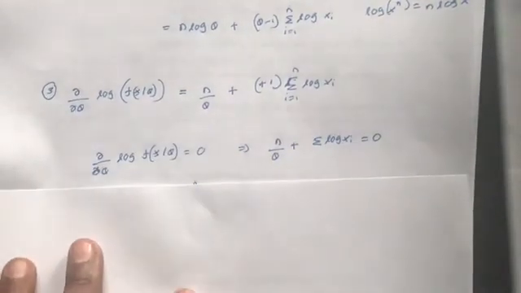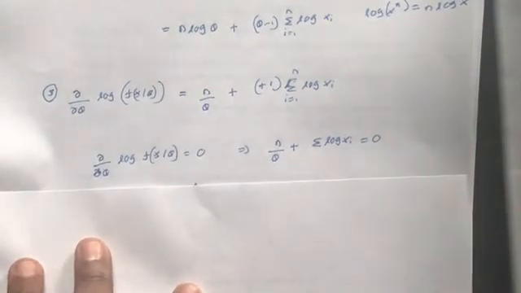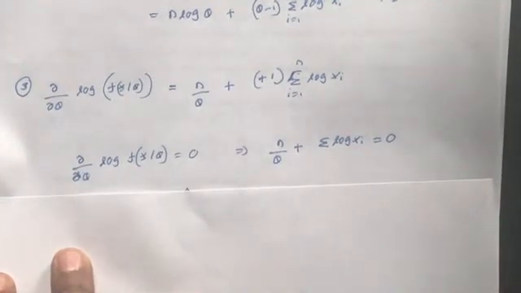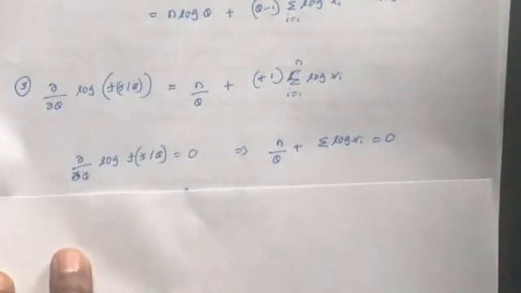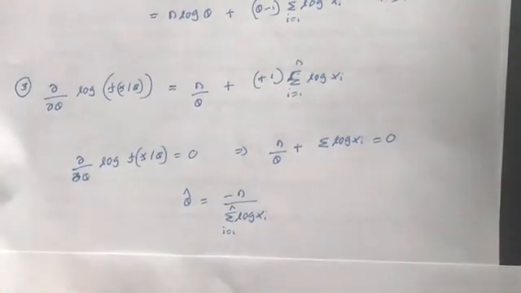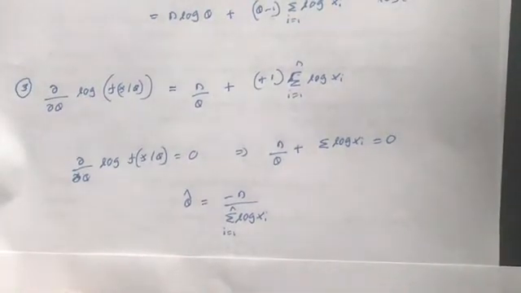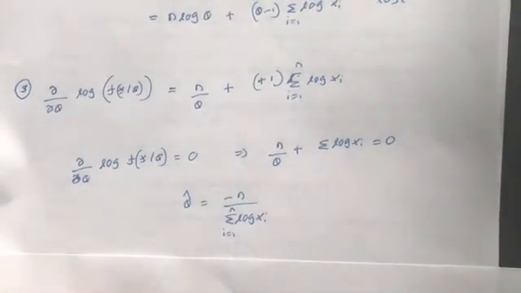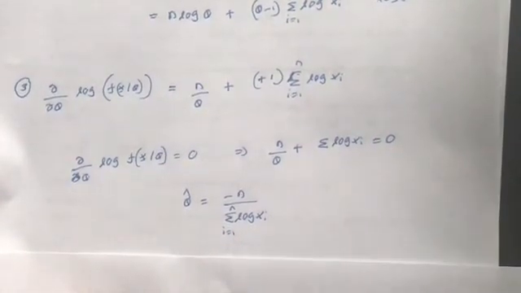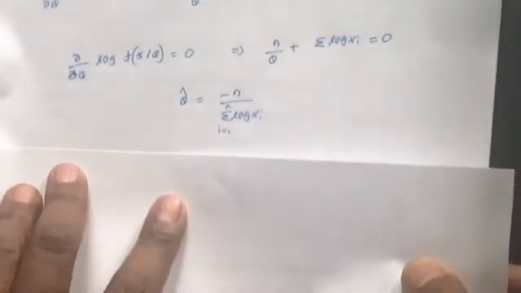In order to find the estimator, we have to equate the first derivative to 0. That means we equate n over theta plus the sum of log xi to 0. When you do that, you find the estimator theta hat, which is equal to negative n divided by the summation of log xi. So this is our estimator, but we still don't know whether this is the maximum likelihood estimator or not. To verify that, we can take the second derivative of the log likelihood function.